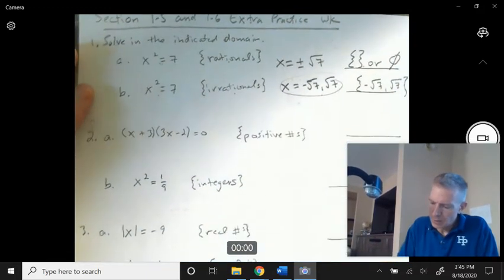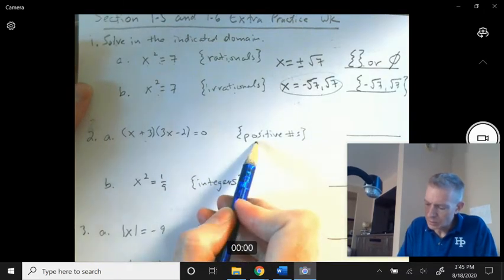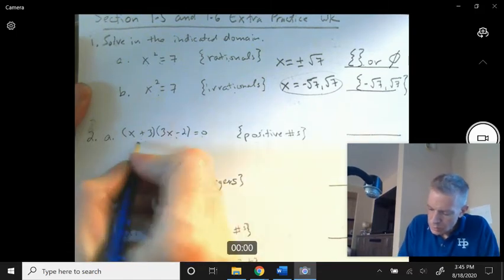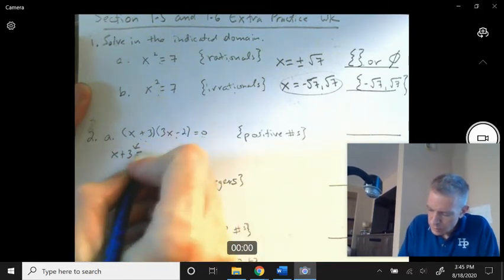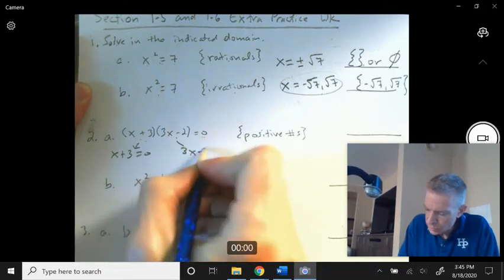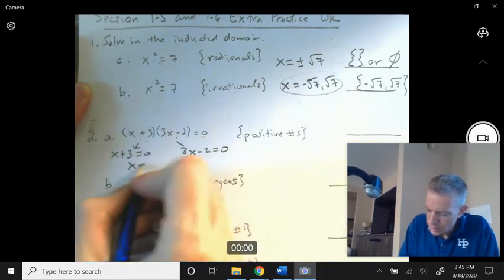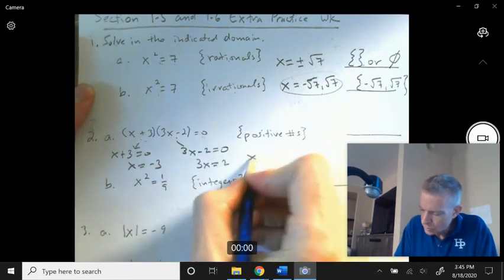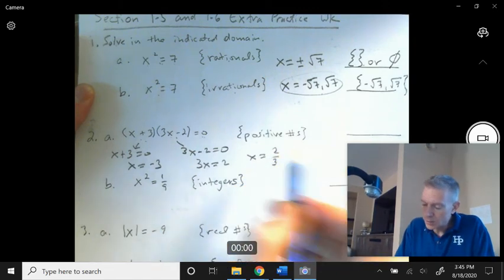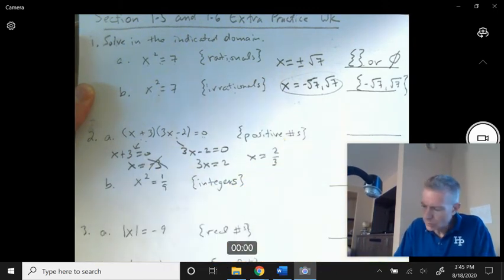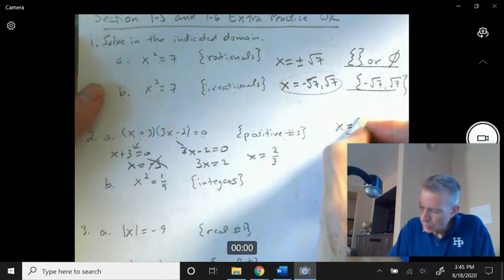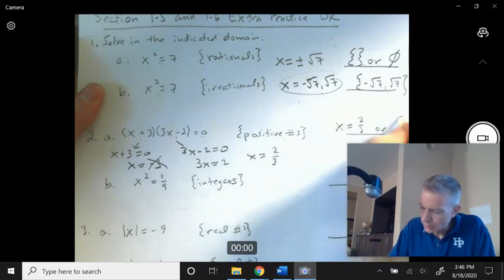Okay. This one over here, we want the answers that are positive numbers. Zero product property, with a product equal to 0. So either x plus 3 is equal to 0, or 3x minus 2 is equal to 0. So here we get x equals negative 3, and we get 3x equals 2, or x equals 2/3. We only want the positive numbers. That rules out the negative 3. So we get x is equal to 2/3. Or in set notation, you could just do the set that only includes 2/3.